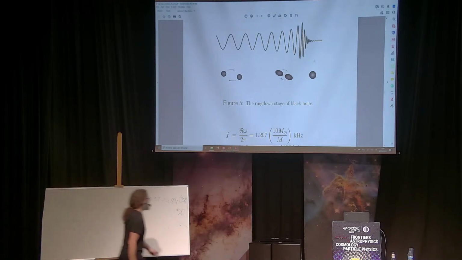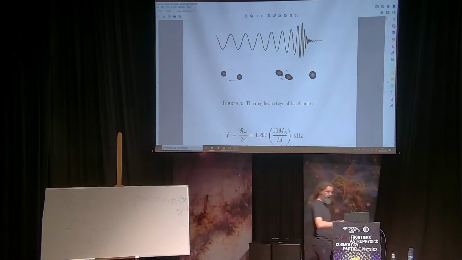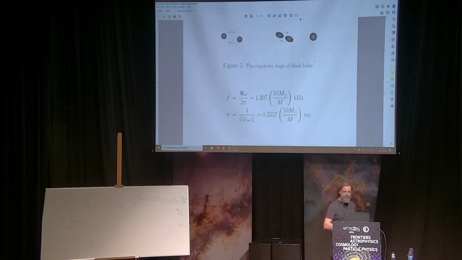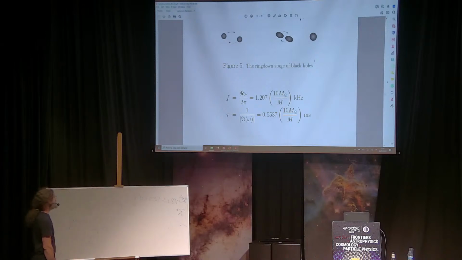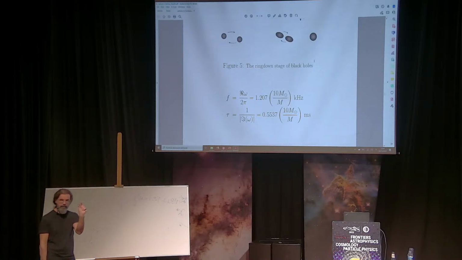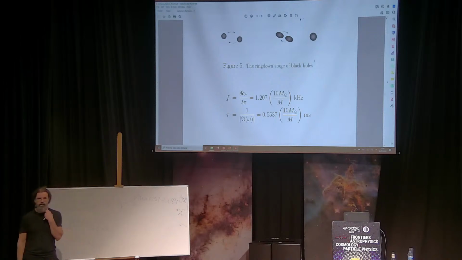Very good. For a 10 solar mass black hole, these are the numbers. This is roughly what LIGO has been seeing for the last few years. The frequency of oscillation of the final piece of the signal is roughly 1 kilohertz, and the lifetime is roughly 0.5 milliseconds. Okay?